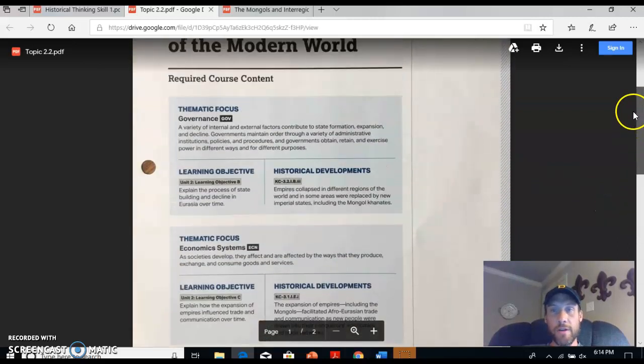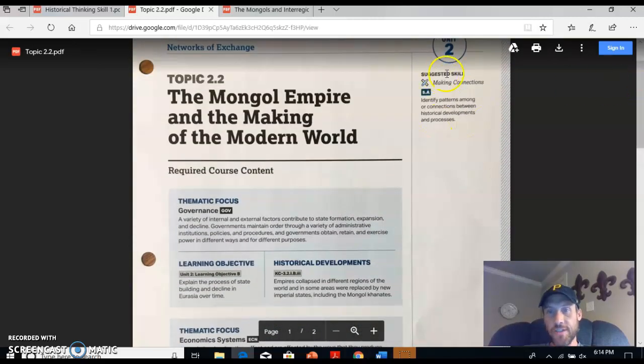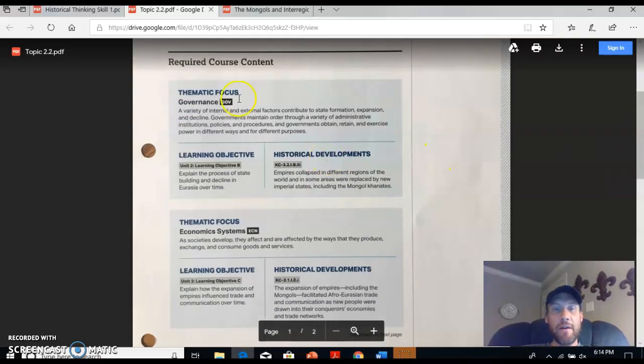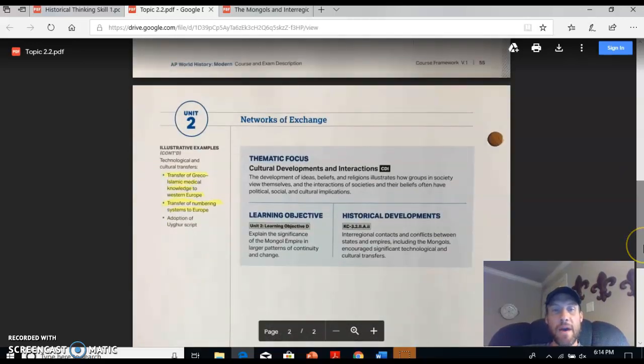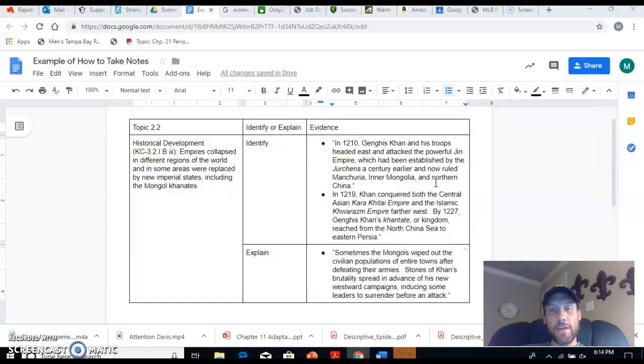And you can see there are some other illustrative examples up here of the suggested skills that you would be using. But the point is you need to have a piece of evidence for each of these 9 thematic focuses, learning objectives, and historical developments. They could be all identify, they could be all explain, they could be a combination of identify and explain. You could have more than one example, like I showed you here, where I actually have 3 examples for this historical development. Technically, the way it's designed, if you only had this explain part, you would meet the minimum requirement.